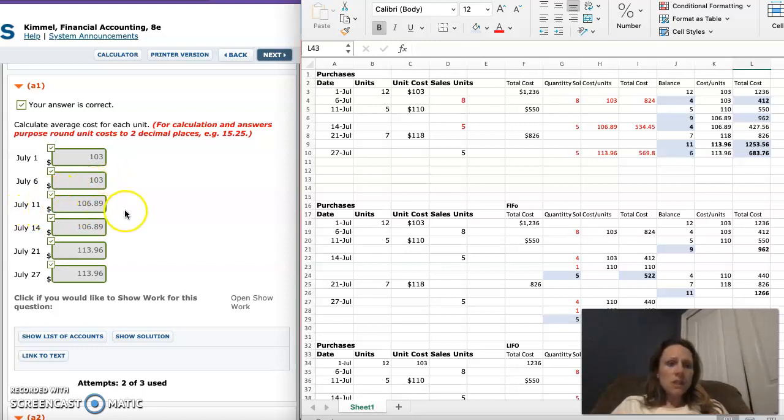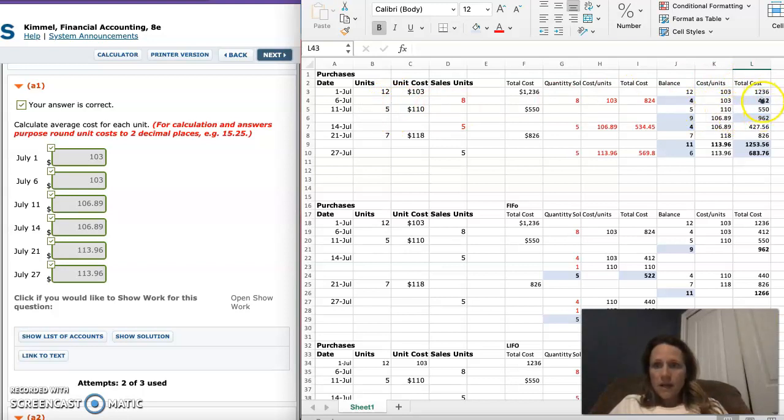On July 11th, if we go over here, we had the 12 units, but then we sold 8 of them, which leaves us with 4 units. Those 4 units will keep that unit cost of 103, but the new 5 units that we buy on July 11th will be at the price of 110 per unit.